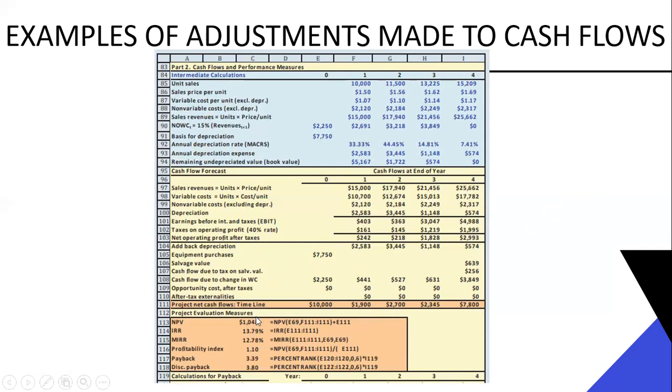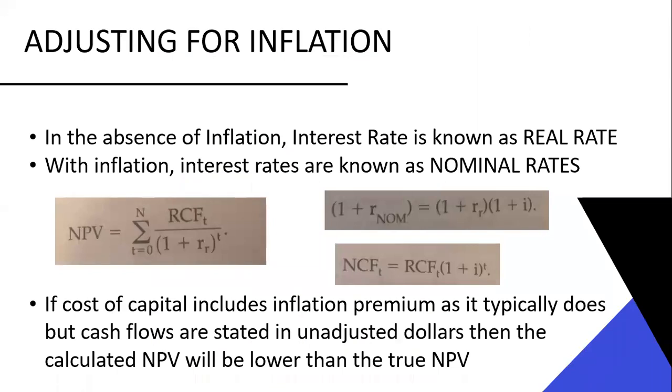And then the various six methods or tools of evaluation of the project are being applied to really figure out whether or not this project should be taken. And from here, just the looks of it, it looks like the project should be taken. These results seem quite encouraging. Now, one thing I also wanted to mention is that it's important to adjust for inflation.